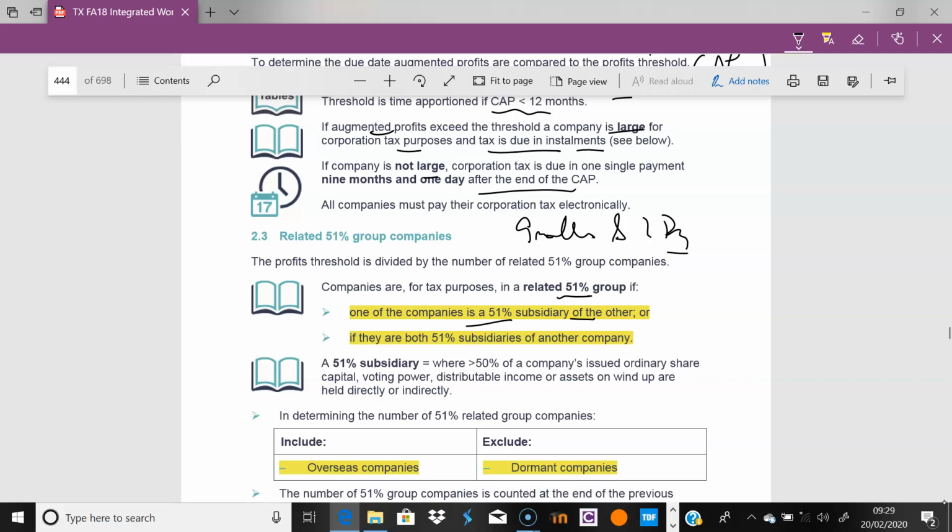And it might be, if you like, twice over. So it might be A to B to C. So in effect, C is an associated company because it is a 51% group, greater than 50% typically. In terms of this, it's really about control. It's really about control, right?